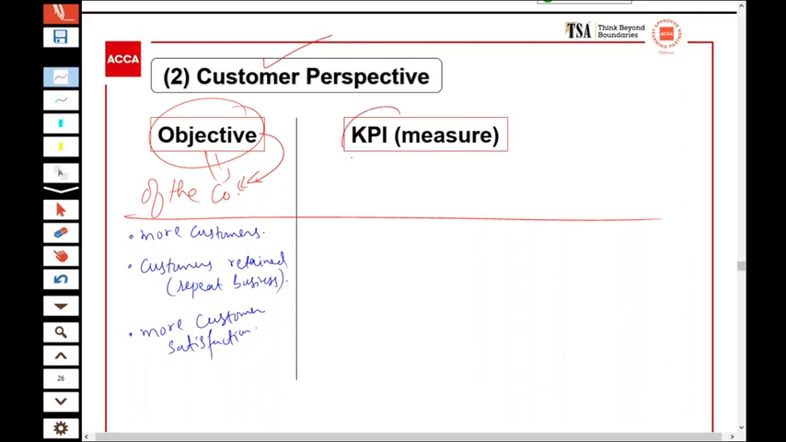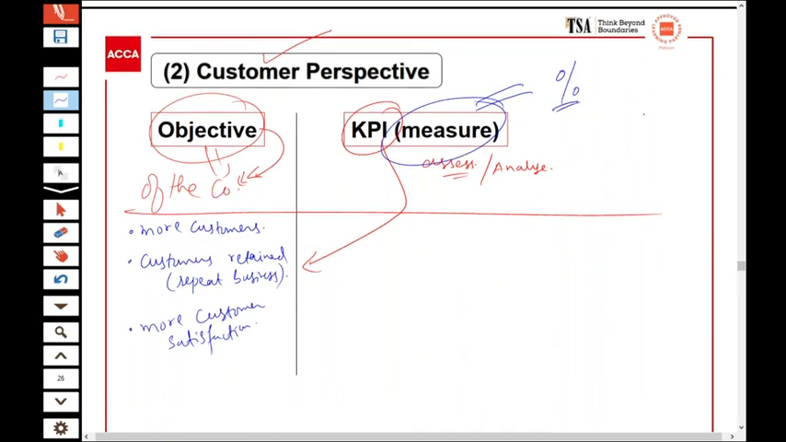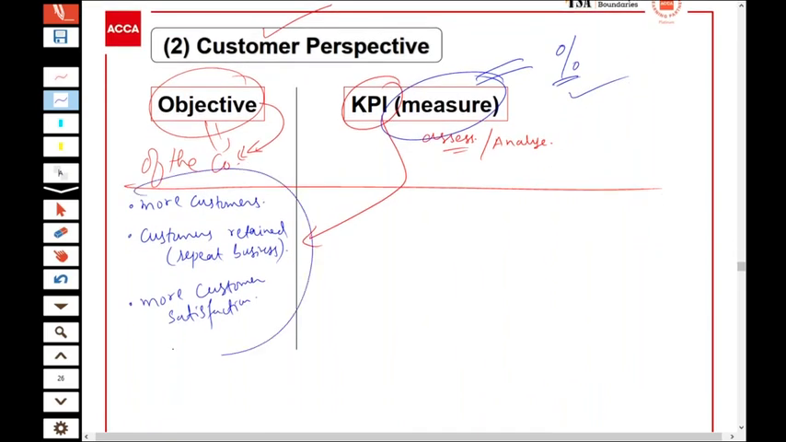And how will I assess? How will I measure? How will I analyze whether these objectives have been achieved or not? And remember one thing, whenever you are going to measure something, always calculate percentage. I have told you always calculate percentage, okay? So you need to calculate the percentage.